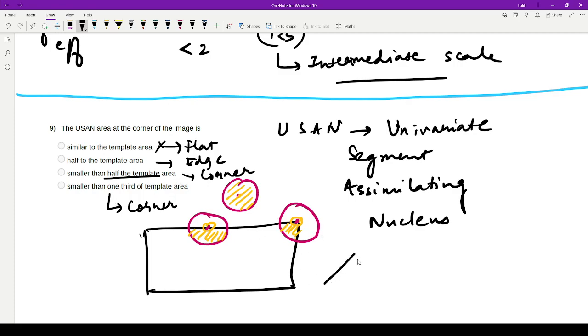So I gave you that triangle example that here as well, your area is smaller than half of it. It's not necessarily one fourth. It can be more than one fourth. If it's an equilateral triangle, it will be one third of the area. But still, you see that it's smaller than half of the template area. So this is the most generic answer. So this is the right answer.